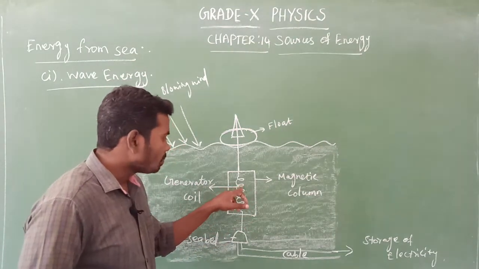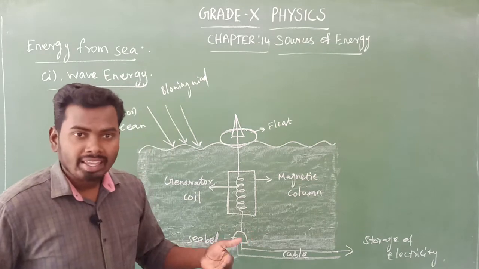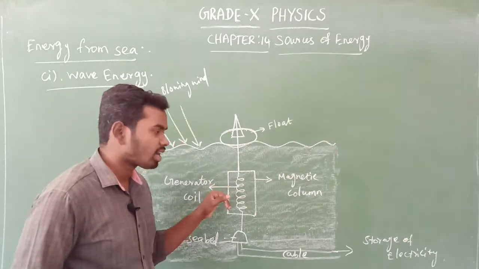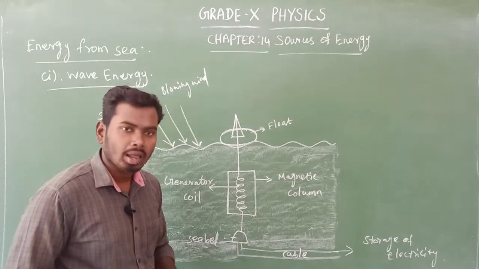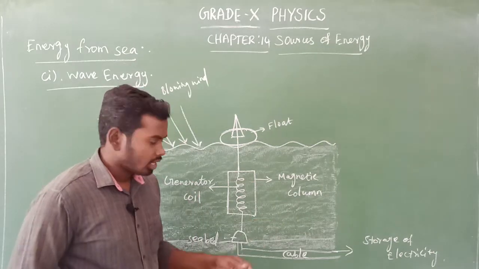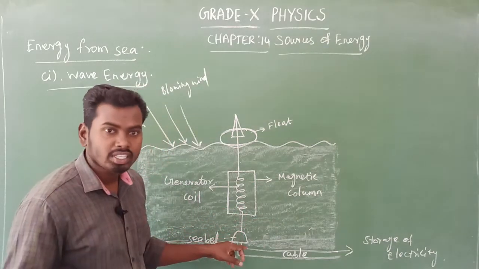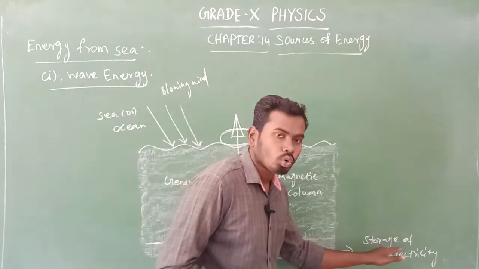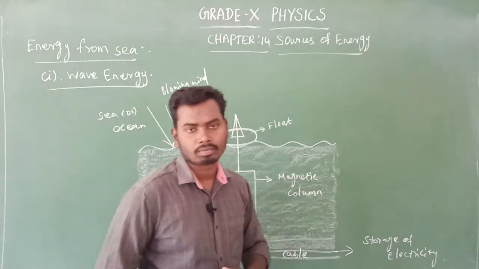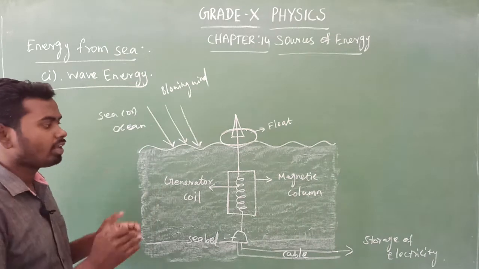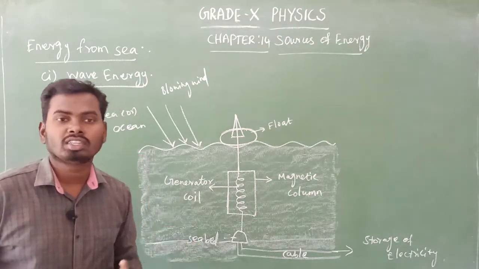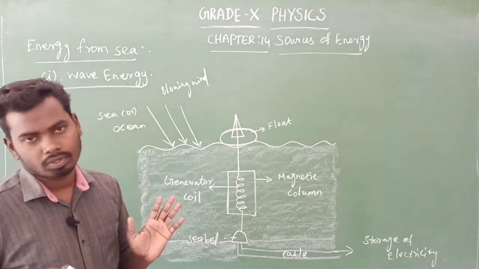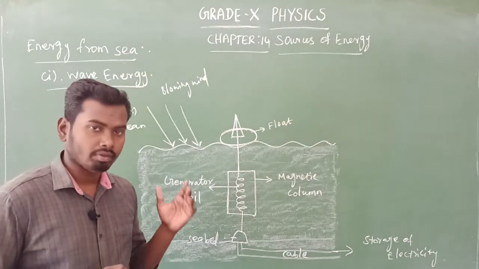So this up-down movement makes electric energy. The up-down movement of the coil present inside the magnetic column creates electric energy. This electric energy is securely, which means safely, transferred through the cable and stored outside of the sea or ocean. This is one of the very intelligent technologies to generate electricity. Is it clear? Yes. That's all about wave energy.